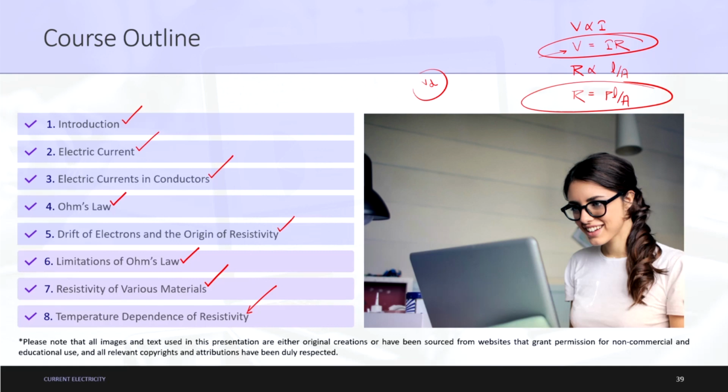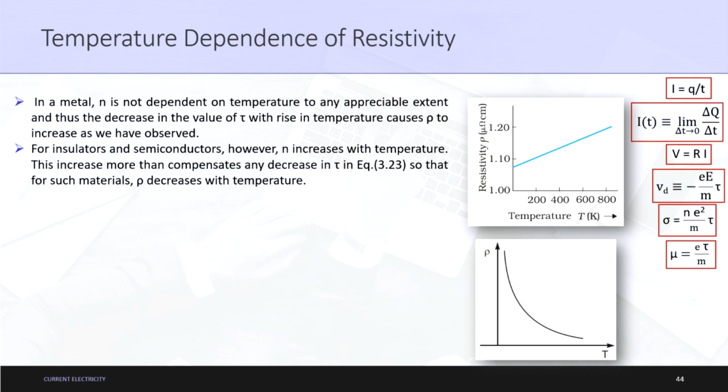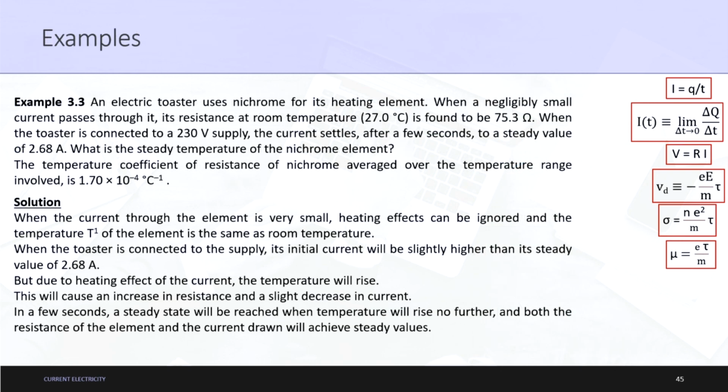Okay, so in the final lecture we understood that for insulators and semiconductors n increases with temperature, so that means that rho decreases with temperature, and similarly for conductors rho increases with temperature. So this was the final concept. Okay, so now let us move on with a small example on this concept only.